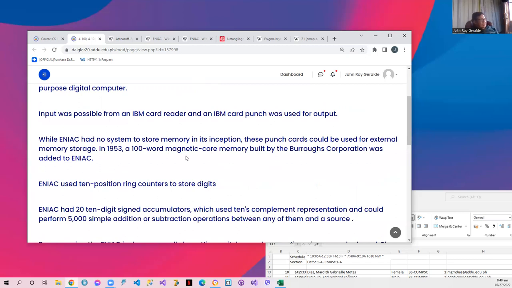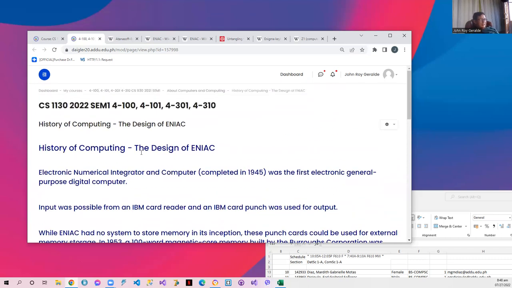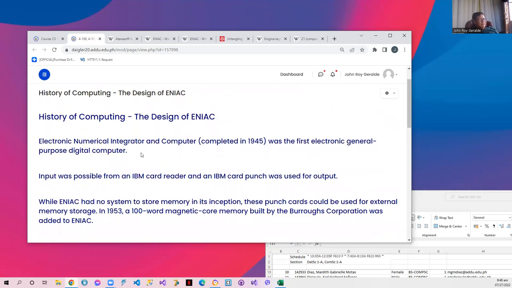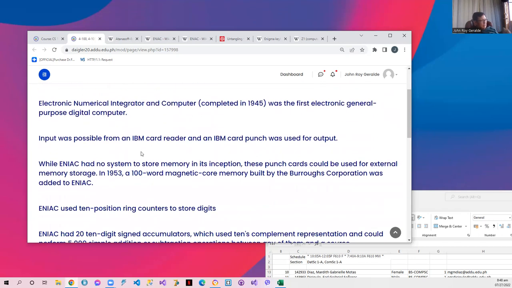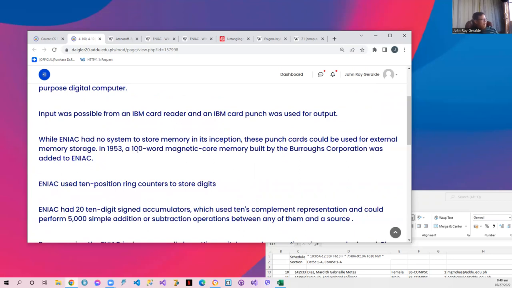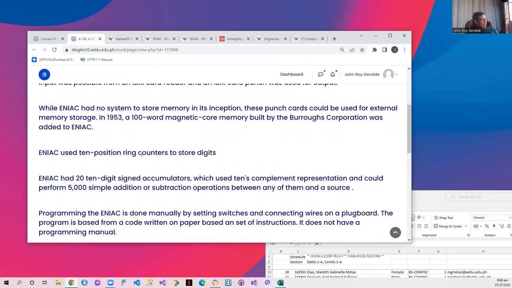Because the analytical engine can store 1,000 words of decimal numbers, no? ENIAC is a decimal computer. Okay? Digital ito, but it's decimal, no? It uses a 10-position ring counter to store digits. What's a ring counter? It's just a magnetic device. So instead of using ingress axis 1, ingress axis 2, or egress axis.